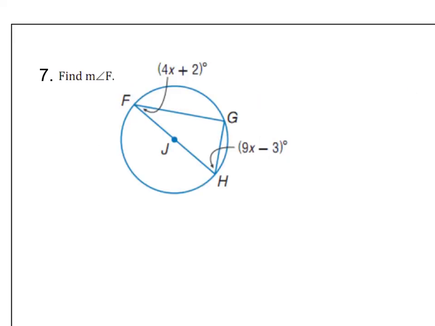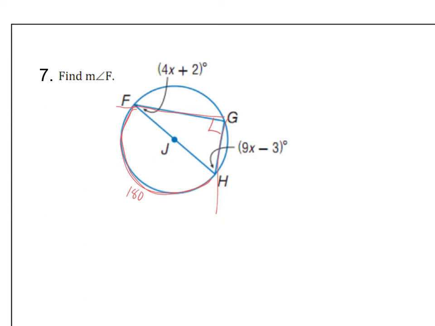Number 7, find the measure of angle F. Well, if you notice angle F opens up to this arc over here, so it should be half of that arc. The problem is we don't know anything about that arc, so that's not really going to help us in this case. But what I do notice is angle G. Angle G opens up to a semicircle. This is a semicircle, which is 180. Therefore, angle G is half of 180, or 90.